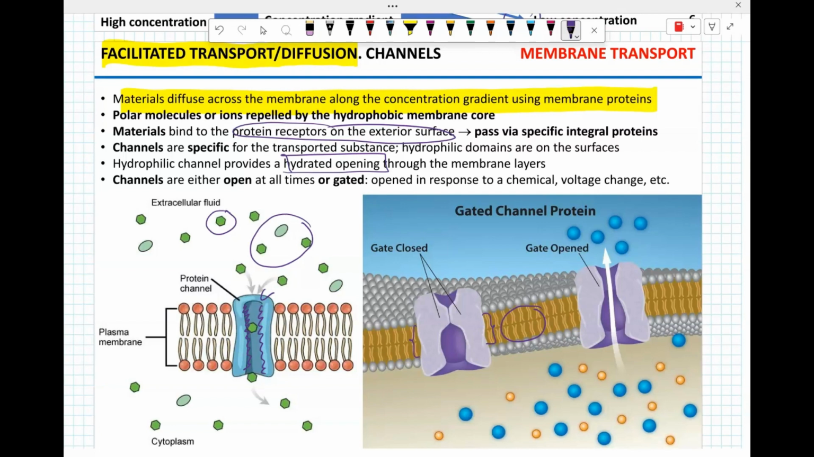So channels can be open all the time. However, the majority of the channels are gated. Gating of channels means that they can open and close in response to chemical signals such as neurotransmitters, voltage changes, depolarization or repolarization of the membrane, altering the membrane potential. They can open and close in response to mechanical stimuli and so on.